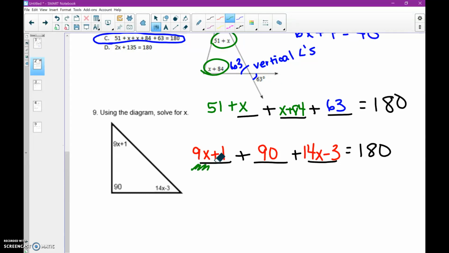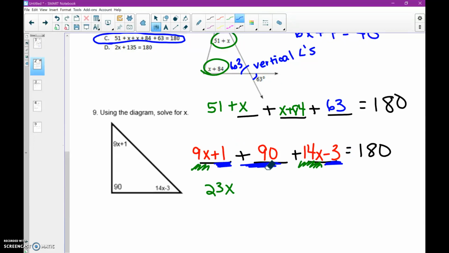First things first, let's start by combining some like terms. I've got 9x and 14x. Those both have x attached to them. So 9x and 14x together make 23x. And then I've also got positive 1, positive 90, and negative 3. Those can all be put together.